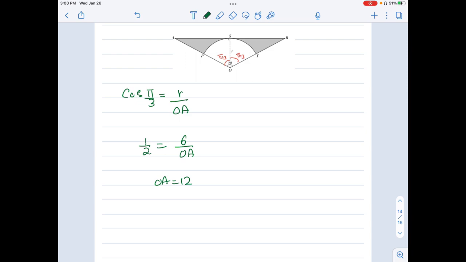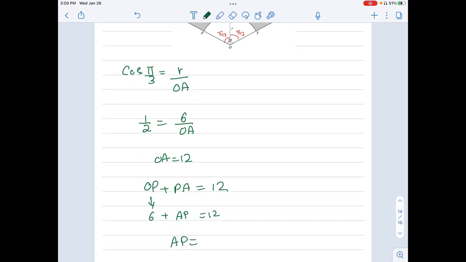So OA is 12. OA is made up of OP plus PA, equal to 12. OP is the radius, 6, plus PA or AP equal to 12. So AP is equal to how much? I got AP equal to 6 centimeters.